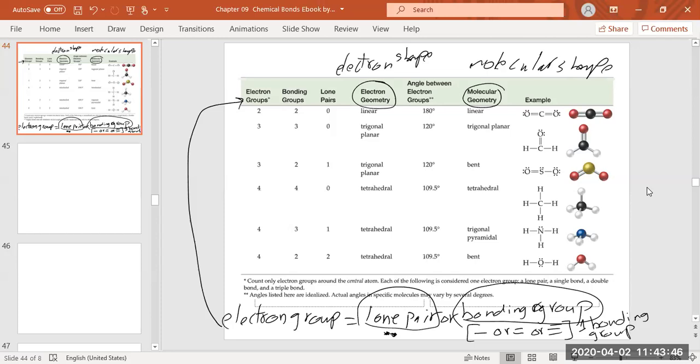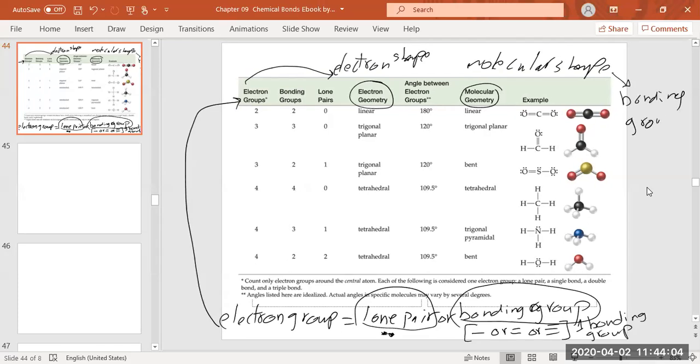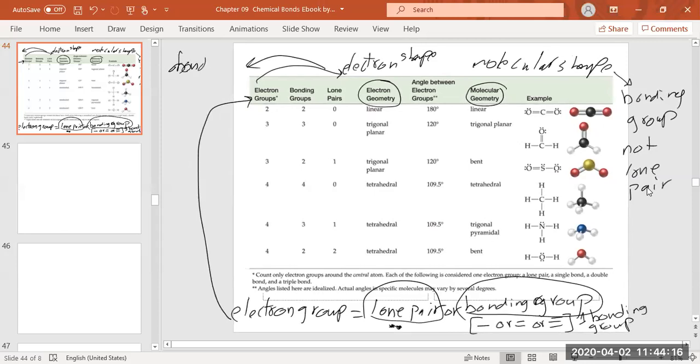Now, electron shape depends on the electron groups, both lone pairs and bonding groups. Molecular shape depends on the bonding groups only, not lone pairs. Electron shape or electron geometry depends on the bonding groups plus lone pairs.